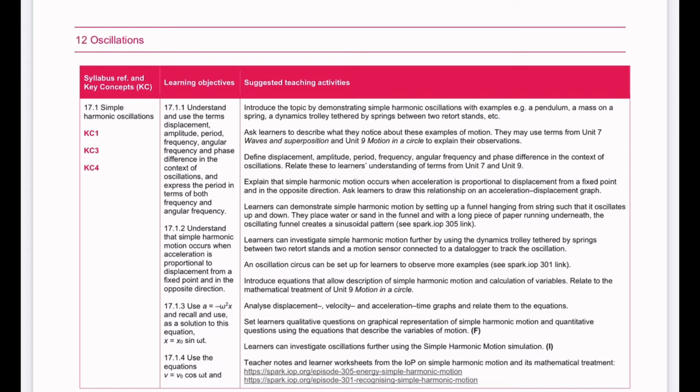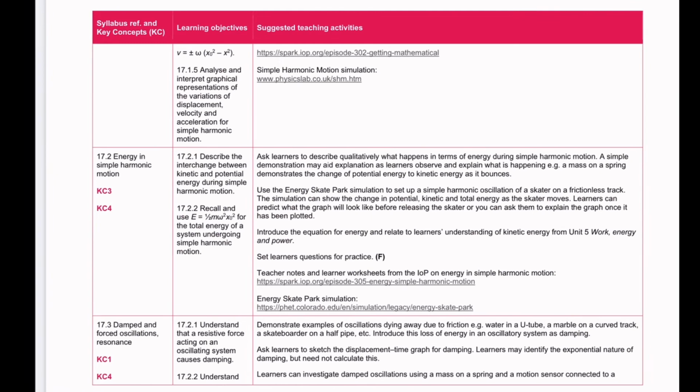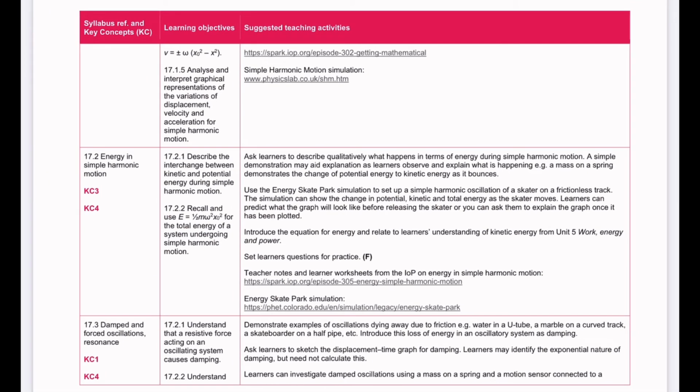17.1.2. Understand that simple harmonic motion occurs when acceleration is proportional to the displacement from a fixed point and in the opposite direction. 17.1.3. Use a = −ω²x and recall and use, as a solution to this equation, x = x₀ sin ωt. 17.1.4. Use the equations v = v₀ cos ωt and v = ±ω√(x₀² − x²).